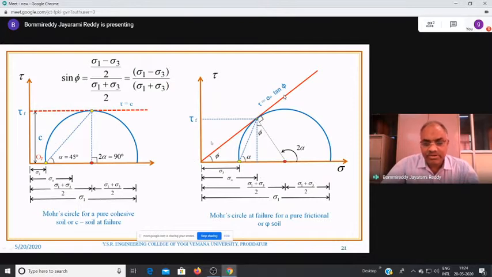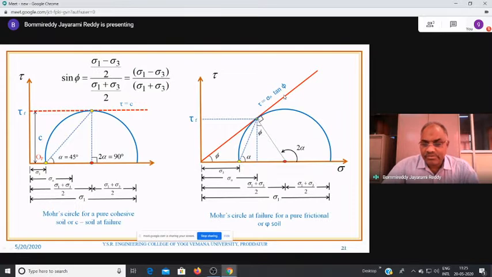Particularly in this diagram, or any of the diagrams, if you look at this particular triangle, what is the opposite side? Phi. Phi is the angle of internal friction. Angle of internal friction, tan phi or otherwise sin phi. Say for example sin phi. Sin phi is equal to opposite side by hypotenuse. What is the opposite side? It is exactly equal to the radius of the Mohr circle, which is sigma 1 minus sigma 3 by 2.